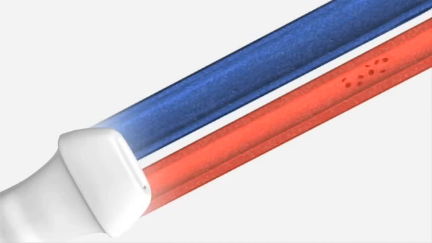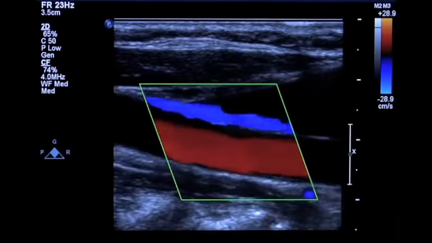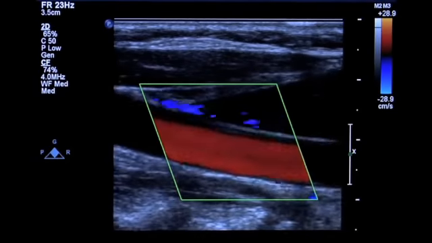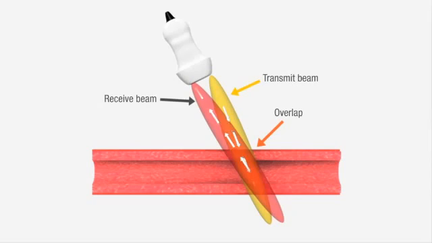When blood is moving towards the transducer, it is termed a positive Doppler shift, and is represented as a red flow of blood on screen. A negative Doppler shift, where blood cells are moving away from the transducer, is represented as blue on screen. Different types of color Doppler also exist for use in cardiac and vascular ultrasound.